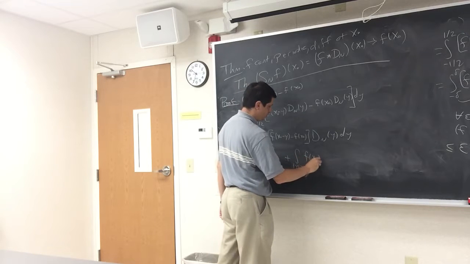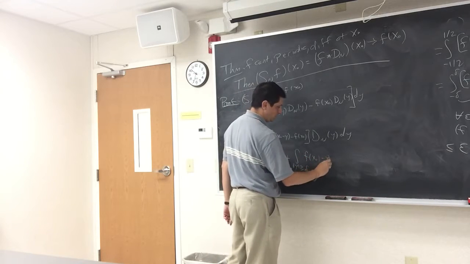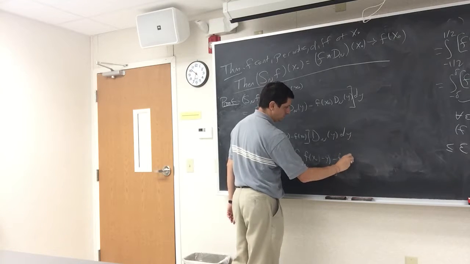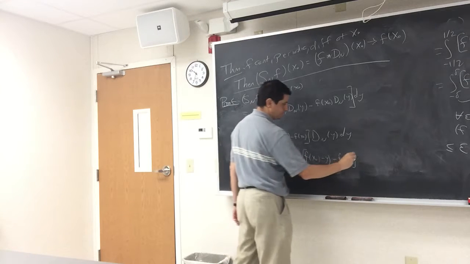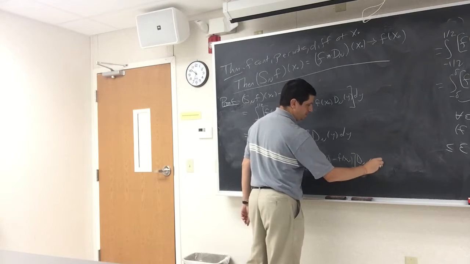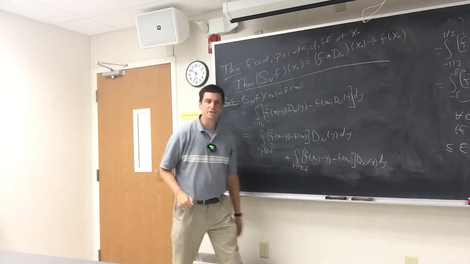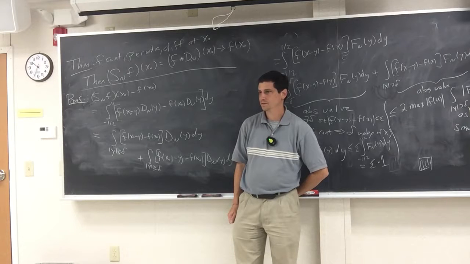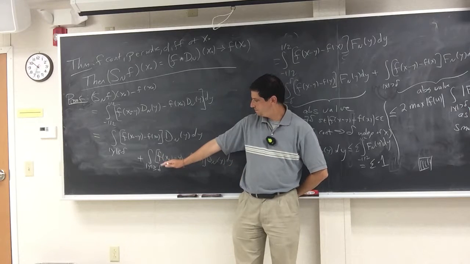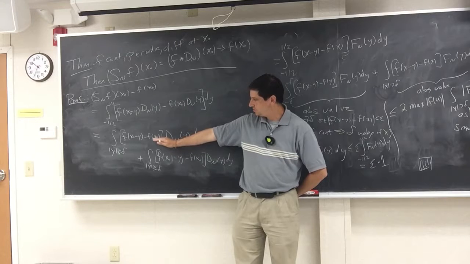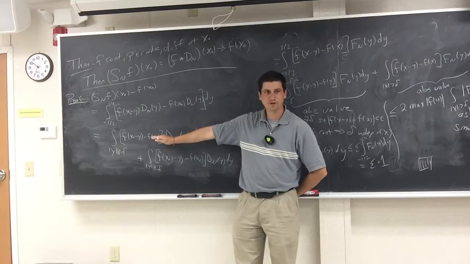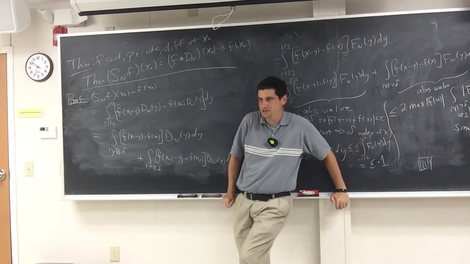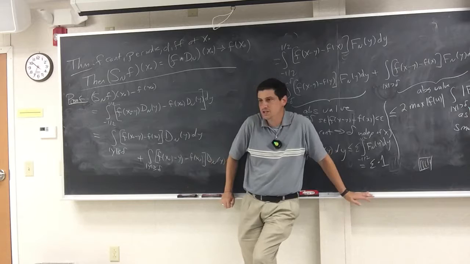f of x naught minus y minus f of x naught D_N of y dy. So we have two pieces to study just as before. We have the places where y is close to 0, so that these two functions are close to each other. And we have when y is a fixed distance away, so there's a real separation here.